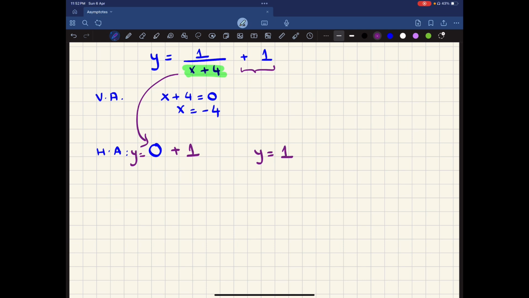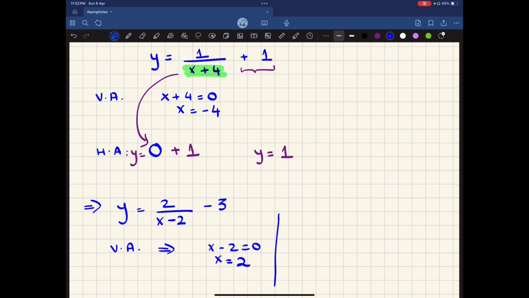Okay? Very quickly, another example to make sure that you understand. y equals 2 over x minus 2, minus 3. Okay, so what is the vertical asymptote in this case? We're just going to set the denominator to 0. So x equals 2 is the vertical asymptote. What about the horizontal asymptote? If we look at this part, since the degree in the numerator is less than the degree in the denominator, it is going to be y equals 0, and 0 minus 3 is going to be negative 3. So y equals negative 3 is the equation of the horizontal asymptote.